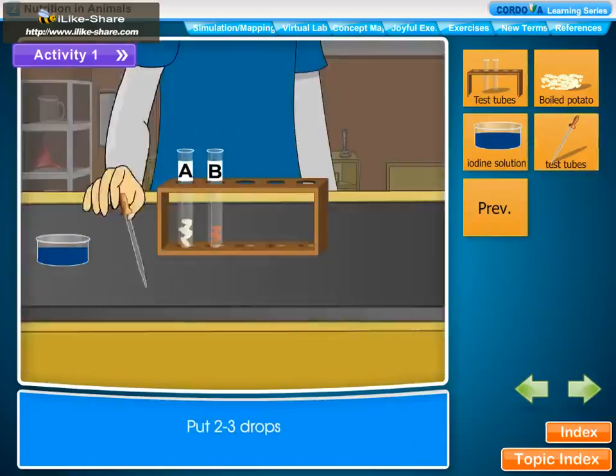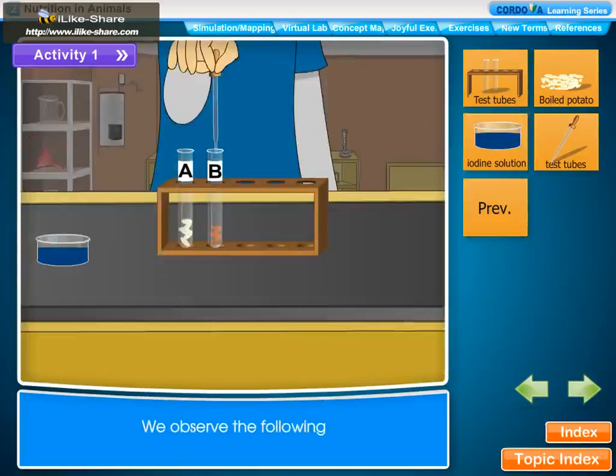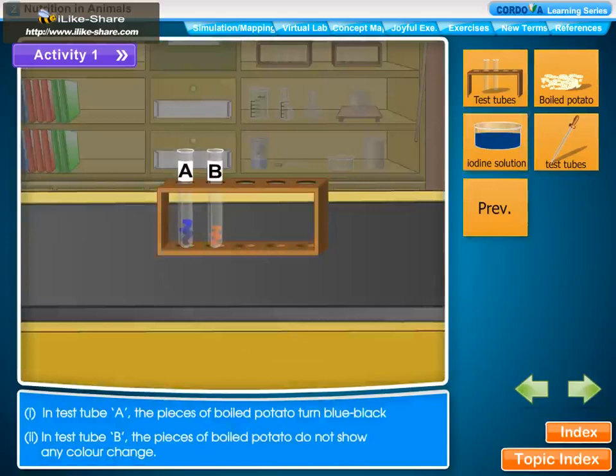Put 2 to 3 drops of iodine solution in each test tube. We observe the following. In test tube A, the pieces of boiled potato turn blue-black. In test tube B, the pieces of boiled potato turn reddish-brown to yellow.